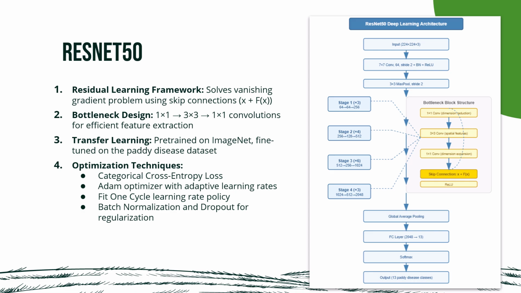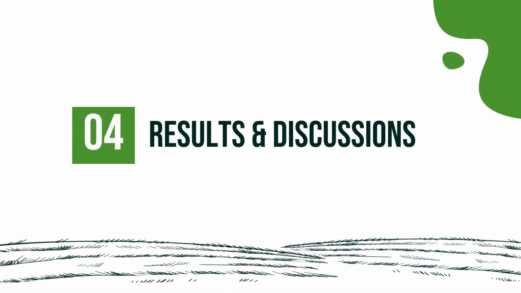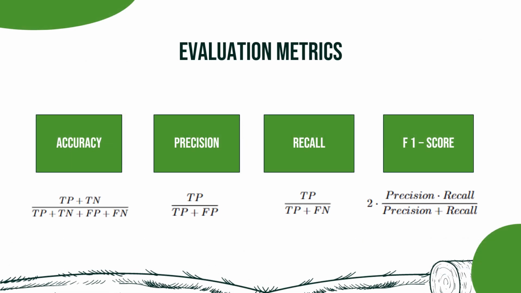For our results and discussion, we used 4 evaluation metrics. The accuracy measures the proportion of correct predictions from total predictions, providing an overall performance indicator of our model. Precision helped us to tell the model's ability to avoid false positives, while recall, which is also known as sensitivity, measures the proportion of true positive predictions out of the actual positives. And lastly, the F1 score provides a single metric that balances the trade-off between precision and recall.